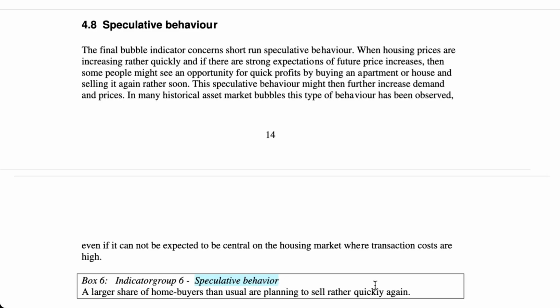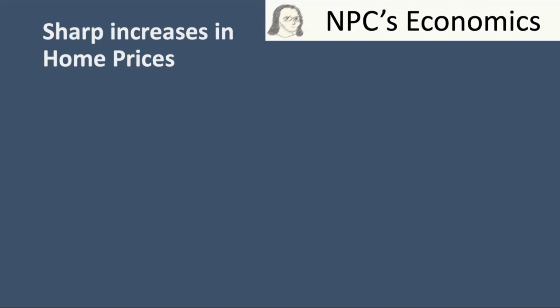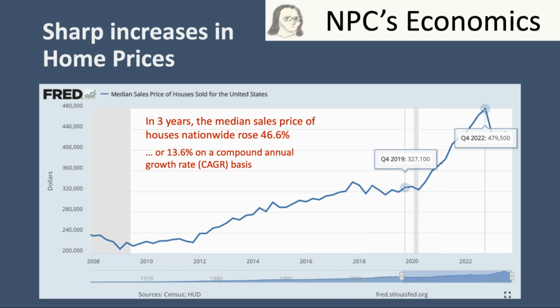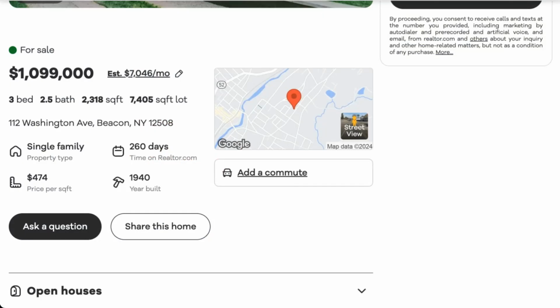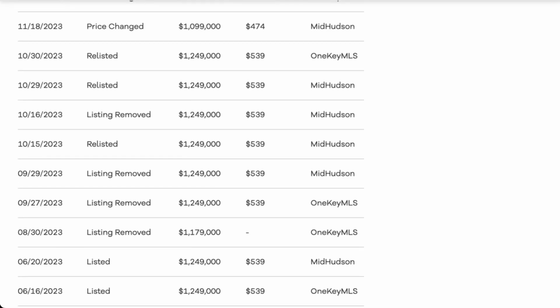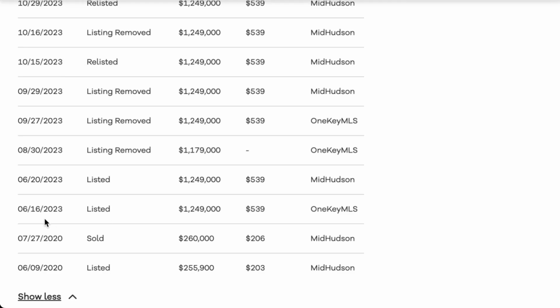Six, speculative behavior. A bubble exists if a larger share of home buyers than usual are planning to sell rather quickly again. When housing prices are increasing rather quickly, and if there are strong expectations of future price increases, then some people might see an opportunity for quick profits by buying an apartment or a house and then selling it again rather soon. This is basically the opposite of catching a falling knife. We see this with flippers all the time, where a house is immediately back on sale a few months after purchase at a much higher price.